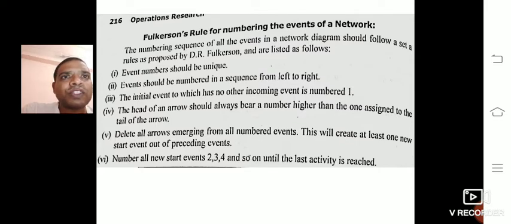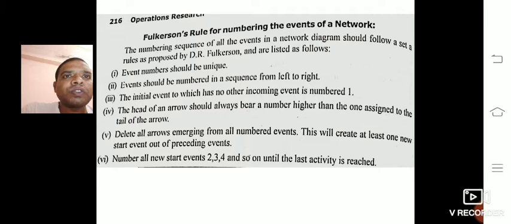Now the fourth one is that the head of an arrow should always bear a higher number. When you have one activity, it is connected by two nodes. The right side node you can call the head, so it bears the higher number, and the tail side has the lower number.